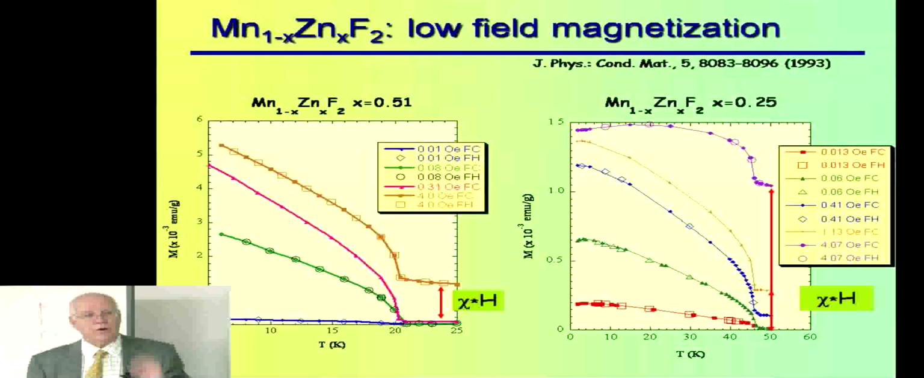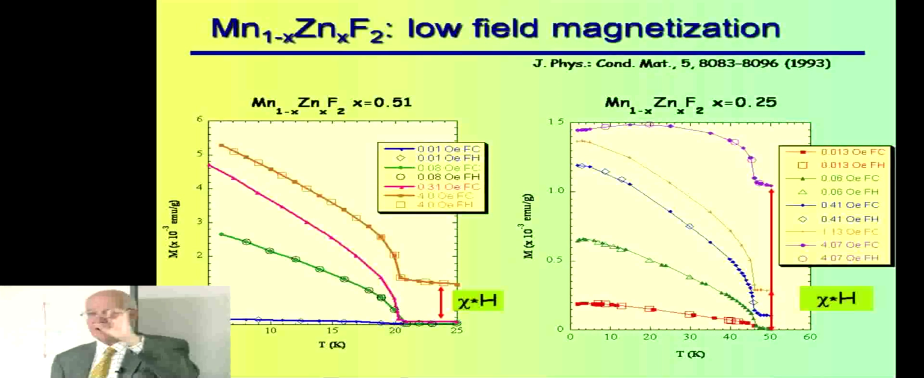Now, when we orient the crystal with the easy axis of antiferromagnetic alignment parallel to the applied magnetic field, and we apply a very, very low magnetic field, we get this. So this is magnetization.